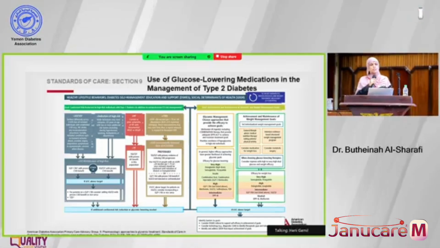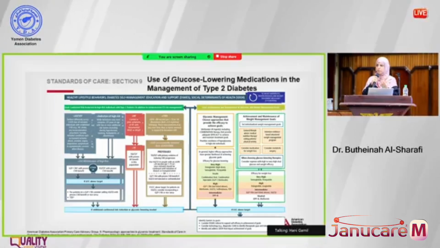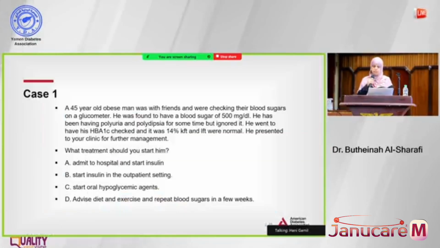So this is sort of a summary. I know there are other lectures today and tomorrow giving more detail on the different groups. And of course, if you're not controlled on oral agents, you want to start insulin. But when will we start insulin? From the beginning. So let's look at this patient.